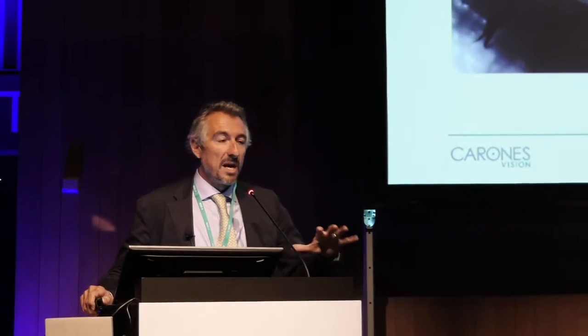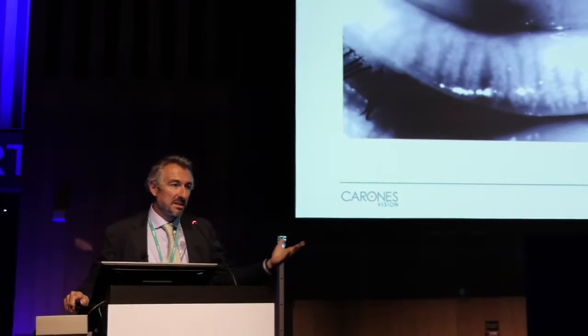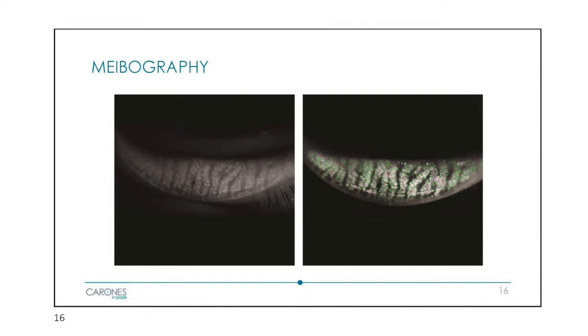This is an example of meibography, and you can see very well all the meibomian glands, and if they are dilated, if they are obstructed, and this gives you important information combined with all the others. And this is another example, another image of meibomian glands.